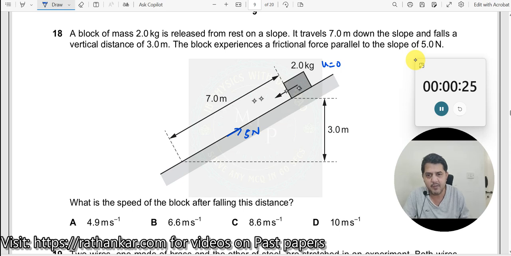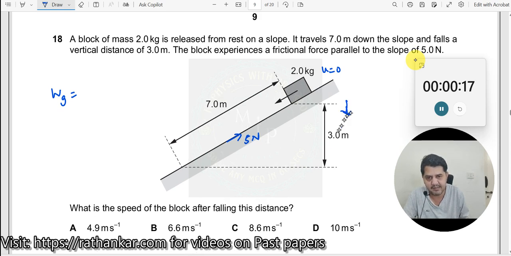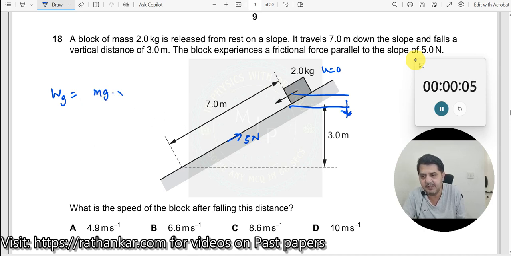Now, what is the work done by the gravity in moving this object from here to here? See, gravitational force is acting like this over here, right? And the displacement, starting from this point to here, is nothing but 3 meters. So it should be equal to a force, which is m into g, multiplied by 3 meters.